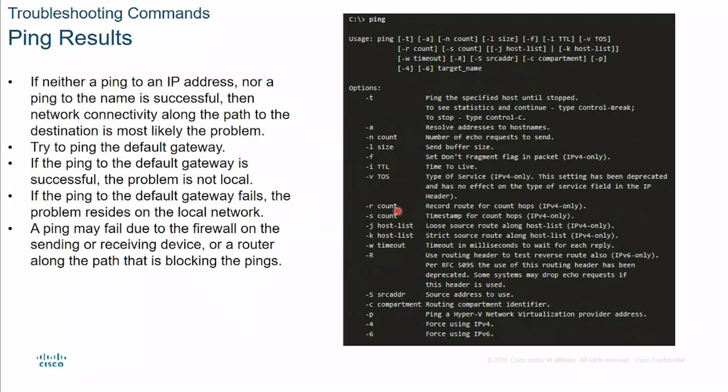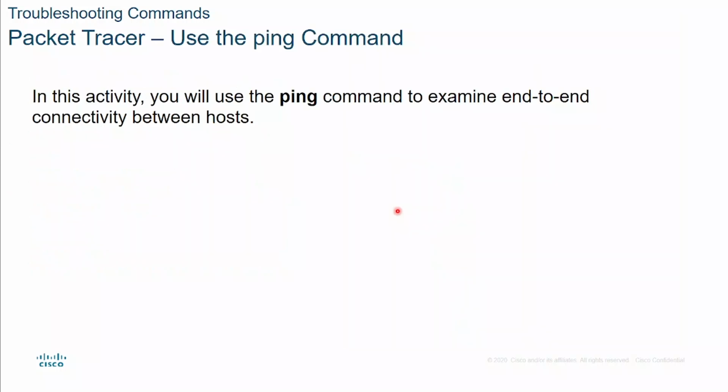So these are different ping results. If neither a ping to an IP address nor a ping to the name is successful, then network connectivity along the path to the destination is most likely the problem. Try to ping the default gateway. If the ping to the default gateway is successful, the problem is not local. If the ping to the default gateway fails, the problem resides on the local network. Ping may fail due to the firewall on the sending or receiving device, or a router along the path that is blocking the ping.